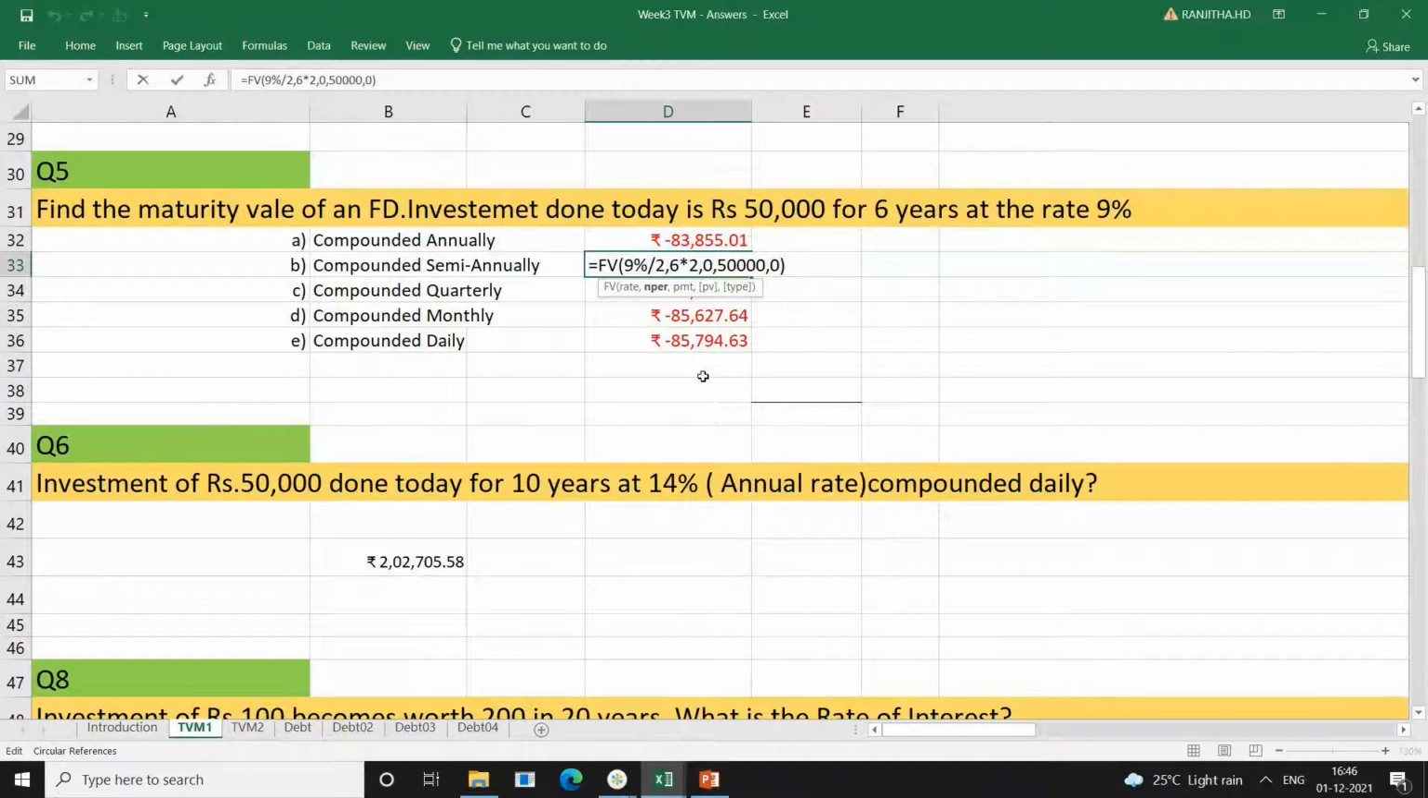Quarterly, in the sense, you need to do 4. So I want to find out the quarterly, 4. If it is monthly, I need to do 12. If it is daily, that is 365. So every day amount I need to get.